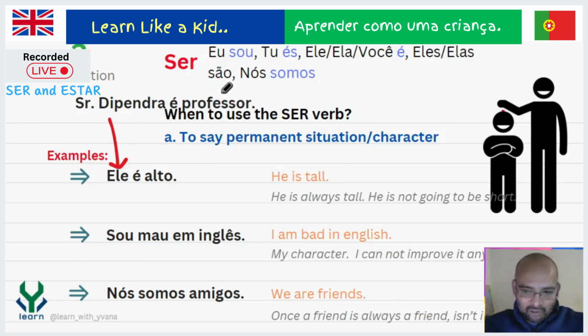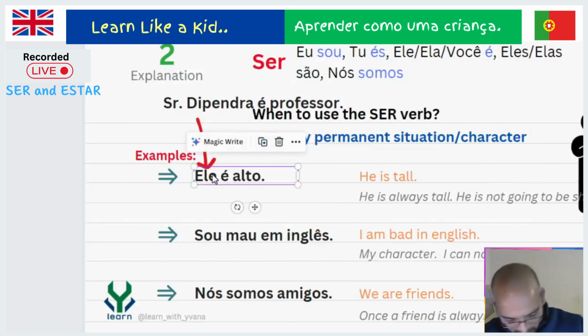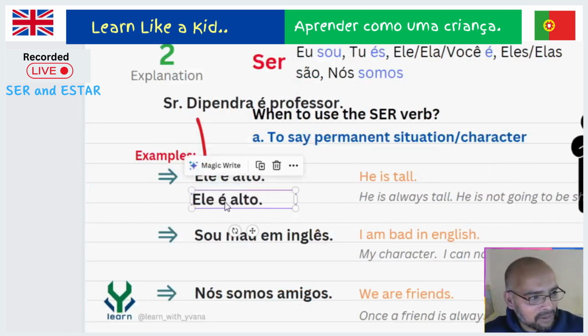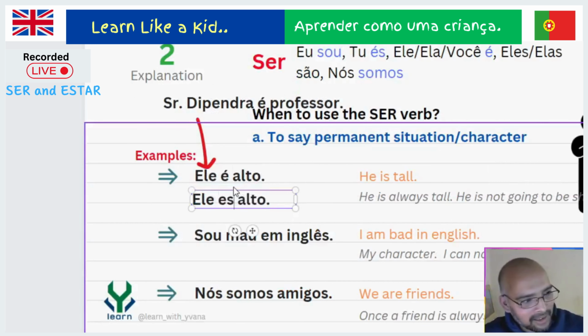And if he is tall, right, if he is tall, then what can we say? "Él es alto." Why do we use SER? If we say "Él está alto", let me explain what it means. Can anyone explain? Because I have to use the SER verb, but I say "Dipendra está alto". What is the difference in the meaning? Am I able to express what I actually am going to say? Right? Grammatically, it is correct.